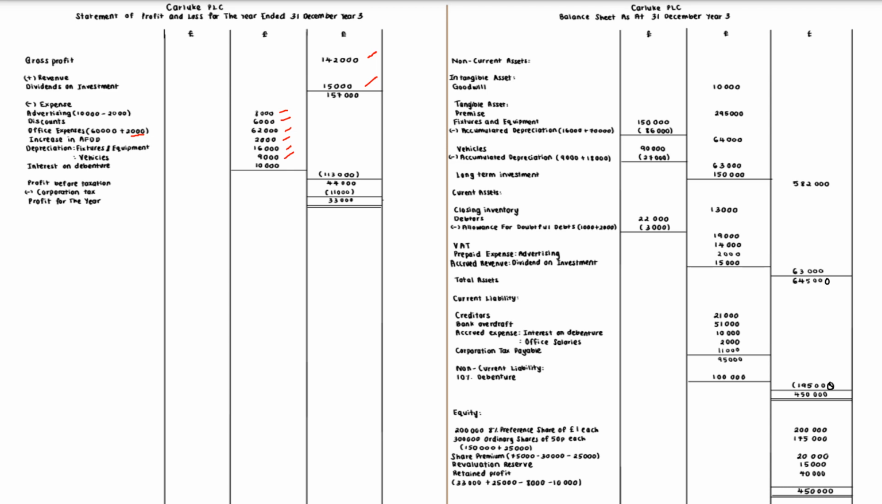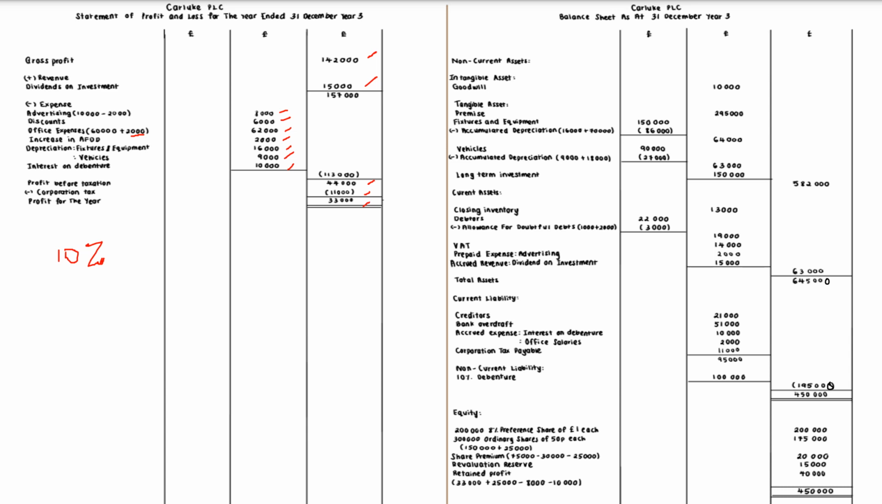And then interest on debentures, it has stated that debenture, the interest is 10%. So it's 10% times 100,000. Okay, you go back to the question, you can see that debenture's value is 100,000. So times 10%, you get 10,000. Okay, so that's your expense. So you minus out all your expenses, you'll get your profit before taxation, and then you minus out your tax. Tax is 25%. So 25% times 44,000, you get 11,000. You get a profit for the year, or profit after tax, 33,000.